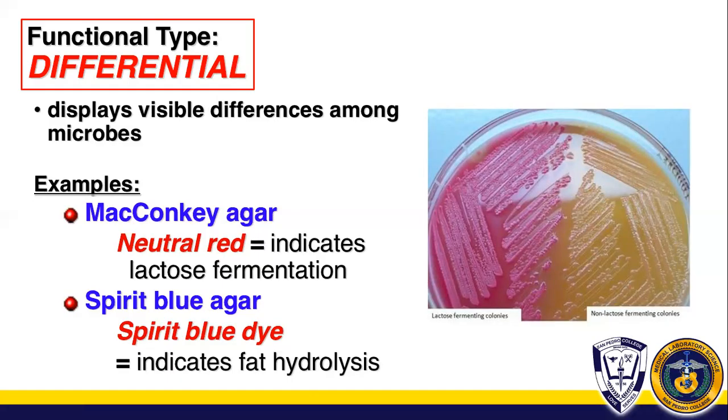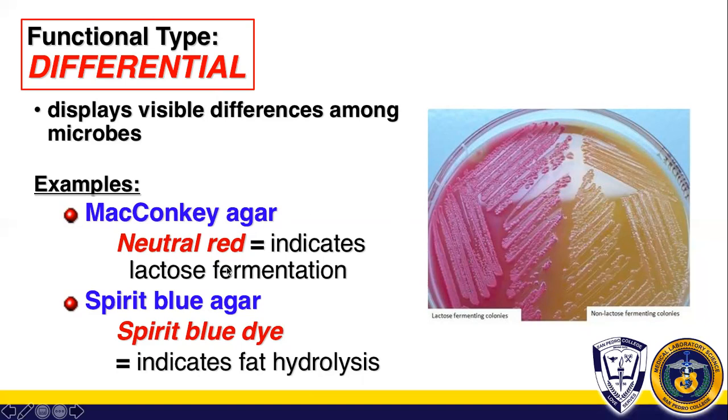Differential media allow the growth of more than one microorganism of interest, but can distinguish one organism from the other by virtue of the color of the colony, such as this one. This is a MacConkey agar. It contains neutral red as the indicator. So this allows a differentiation of lactose fermenters from non-lactose fermenting organisms. Those that produce pink colored colonies are lactose fermenters, and those that produce colorless colonies are non-lactose fermenters.